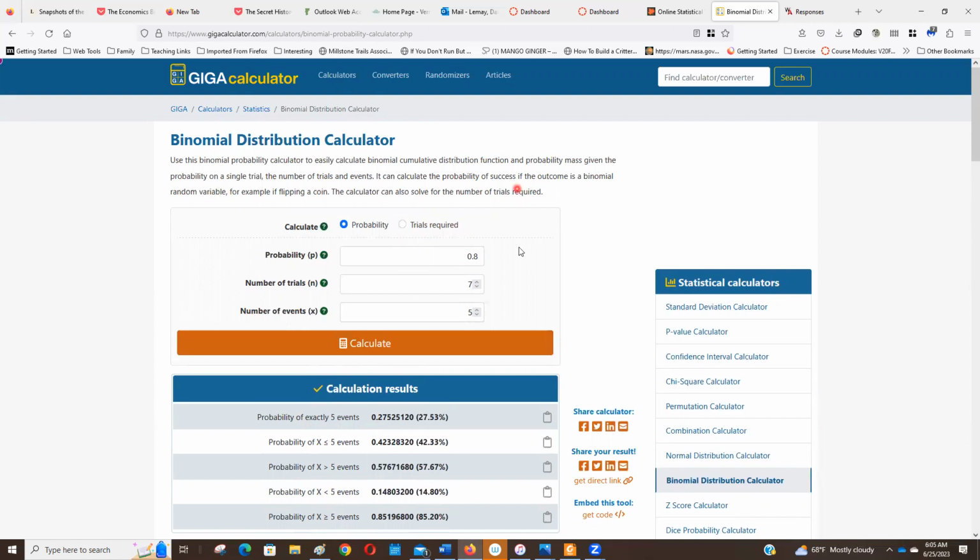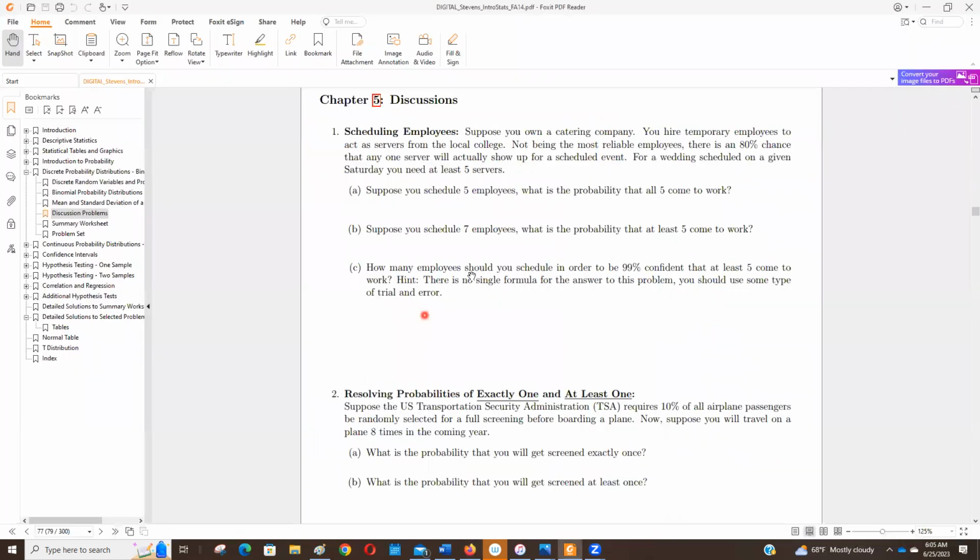Now there's the other cool thing about this calculator that StatTrak doesn't do. You remember how, let's come back and look at the problem here. How many employees should you schedule in order to be 99% confident that at least 5 come to? So what we're looking for is here. Let me write. What's the probability of 5 or more?